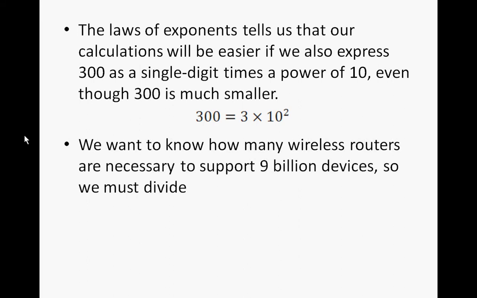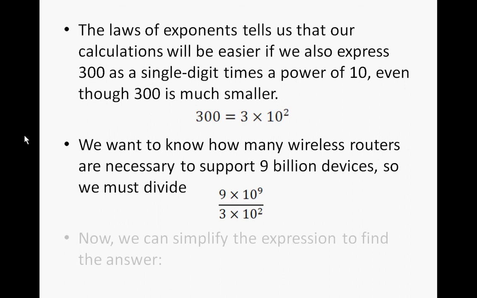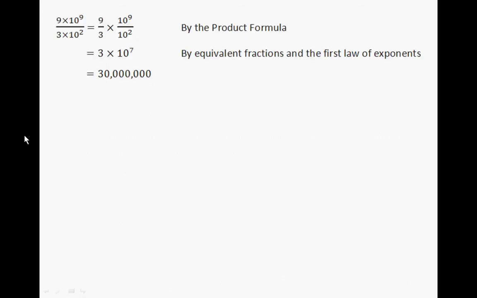We want to know how many wireless routers are necessary to support 9 billion devices, so we must divide. We're going to take the bigger number, 9 billion, and compare that to 300. So it'd be 9 times 10 to the 9th power over 3 times 10 to the 2nd power. Now we can simplify the expression to find the answer.